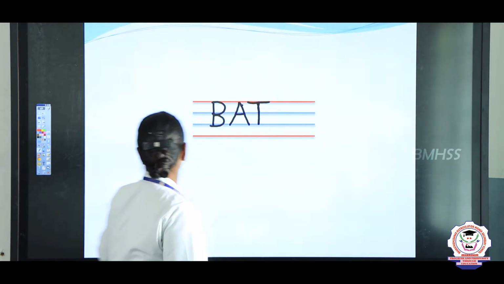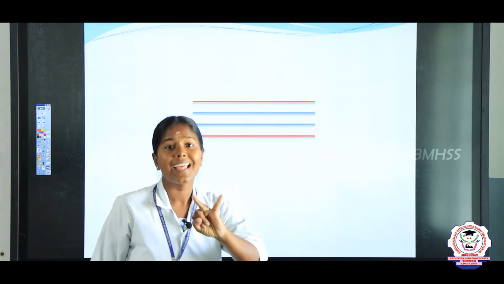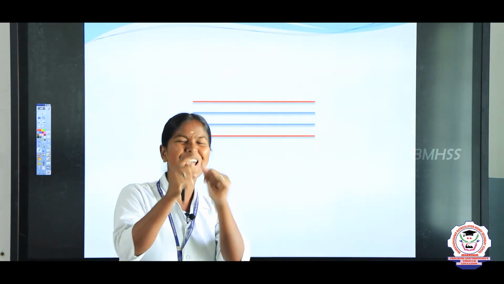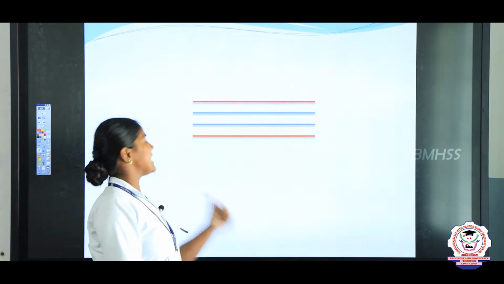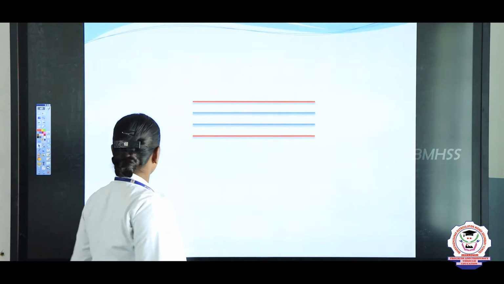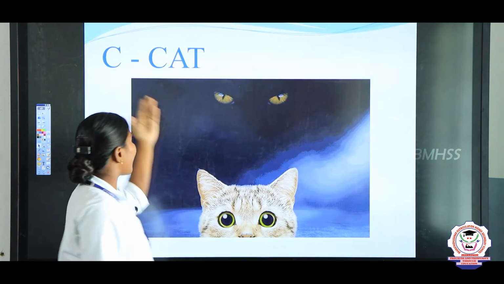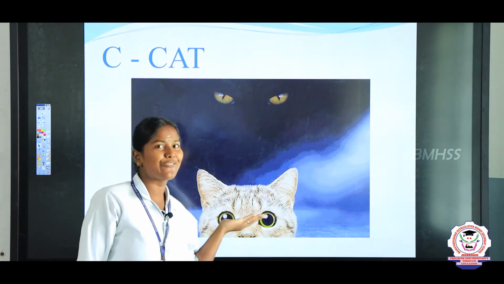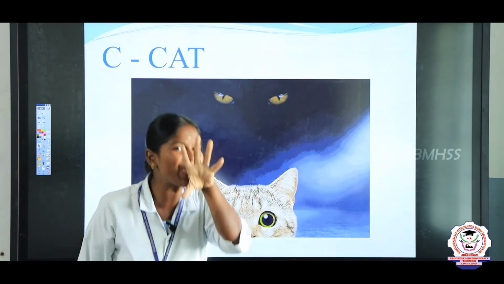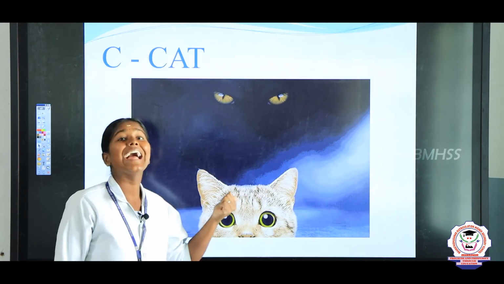Bat. And now we saw A, B. Then the next letter is, yes, you are correct, Jaden. The next letter is C. Letter C. C for cat. C for cat. Meow. C for cat.